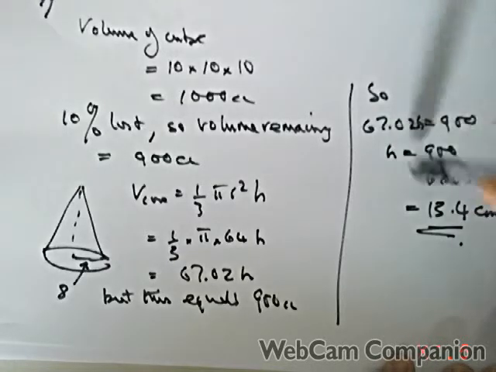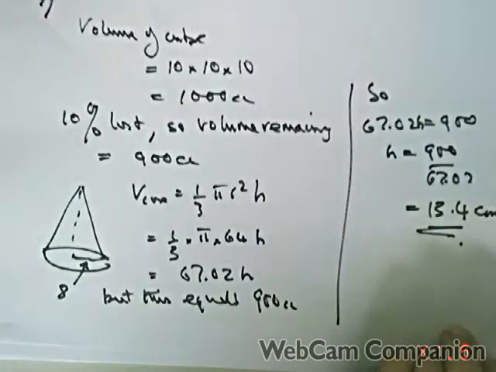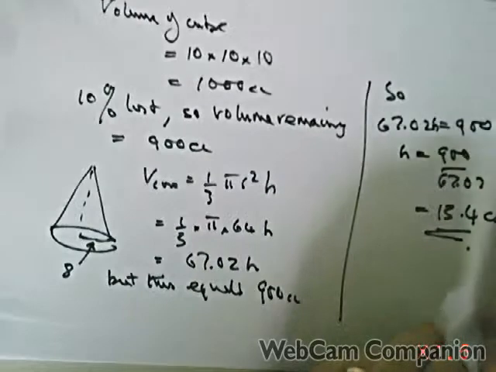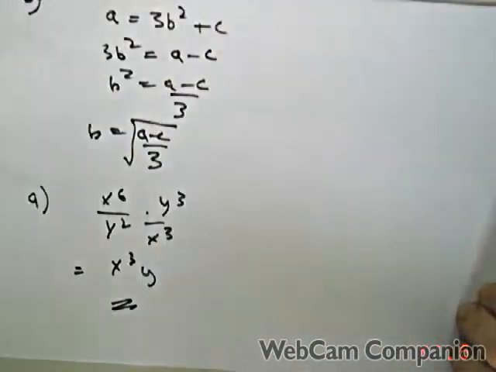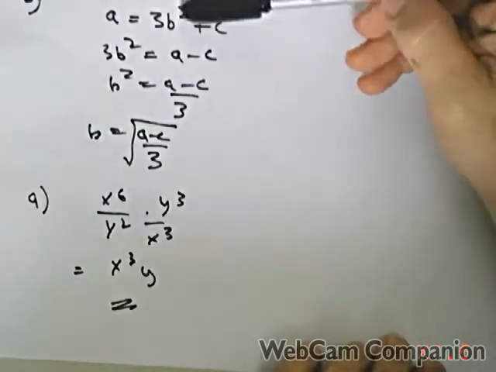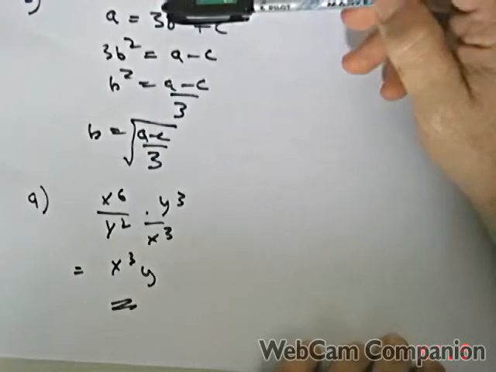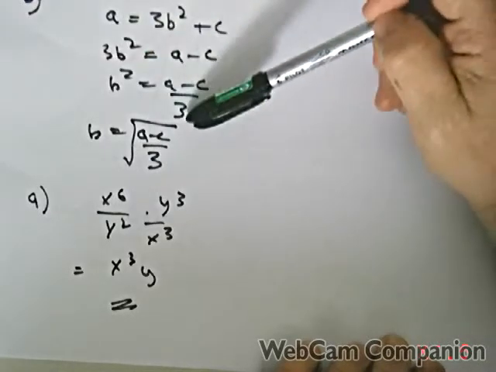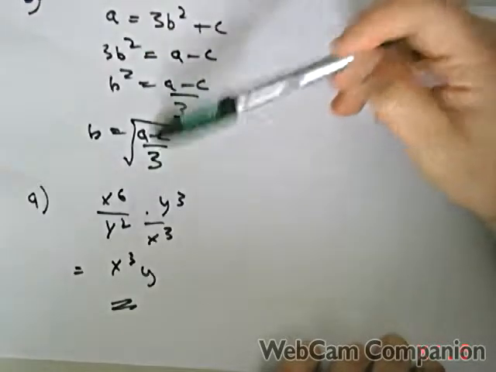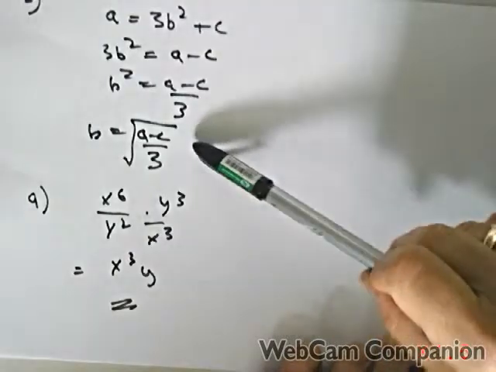So you divide 900 by that to get the height of the cone, 13.4 centimeters. Number 8 is change the subject with a square term. So we take the c over, get a minus c equals 3b squared, divide by 3, and then we have to take the square root, so that's your final answer.